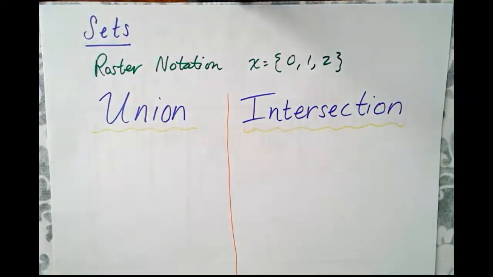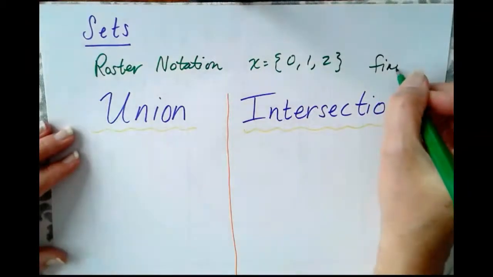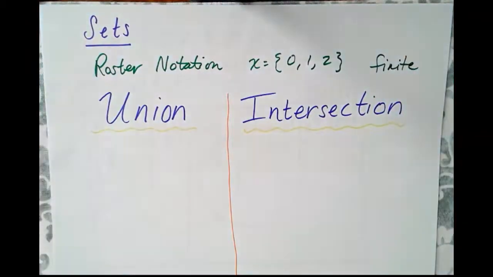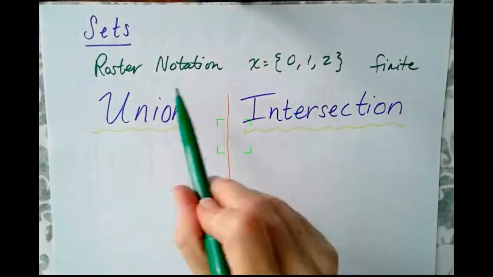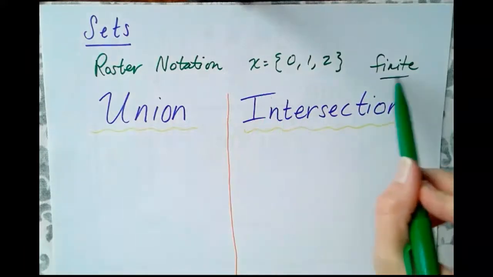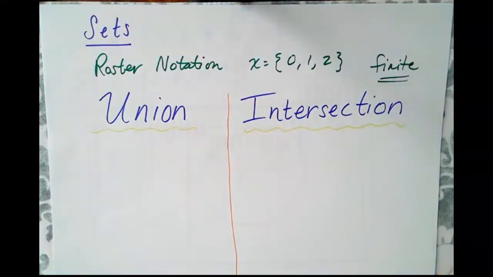So we're going to use roster notation, not set builder or interval here, but roster notation where we're given a finite list. And yes, this is finite. If we get into the set of all real numbers, that of course is an infinite set. But roster notation allows us to denote a finite set.